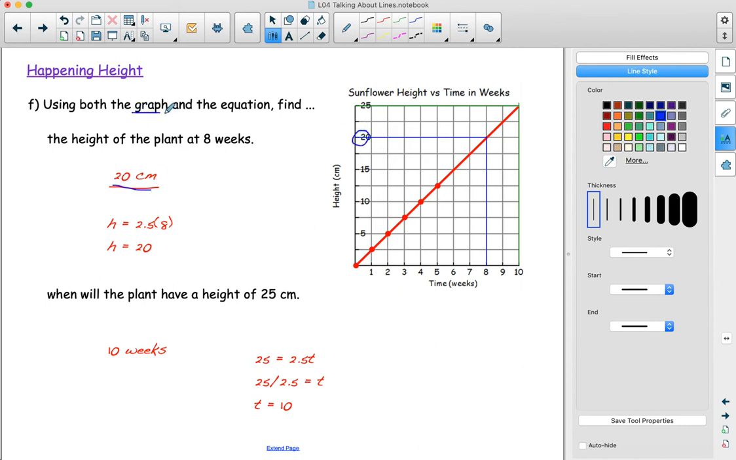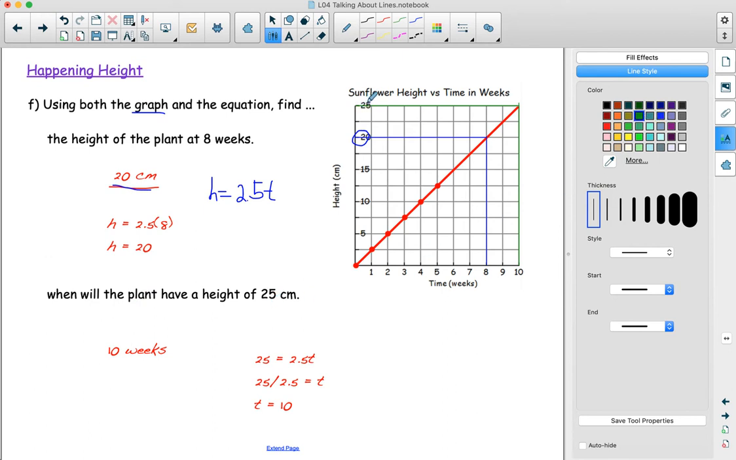Make sure that when you're making a prediction by, in this case we're extrapolating, using the graph you have to draw your guidelines. Using the equation, h is equal to 2.5 times t. Time is 8 weeks, so we're just going to write h is equal to 2.5 times 8, and that gives us 20. When will the plant have a height of 25 centimeters?